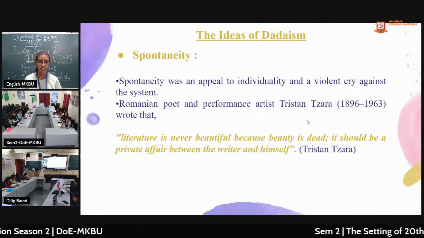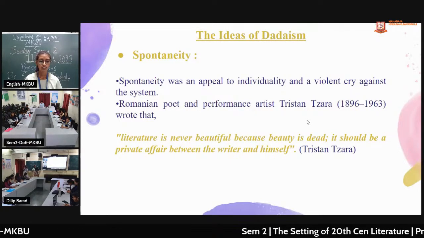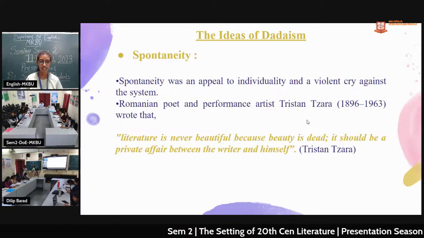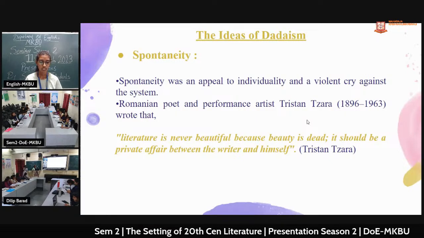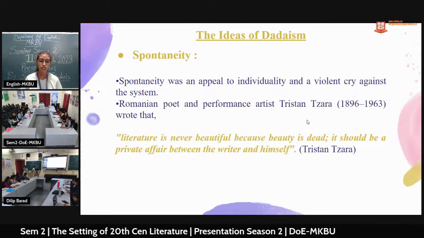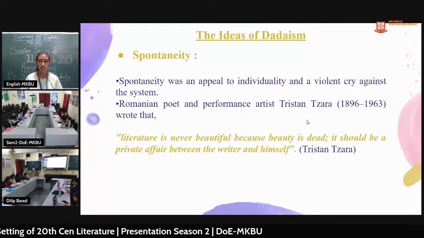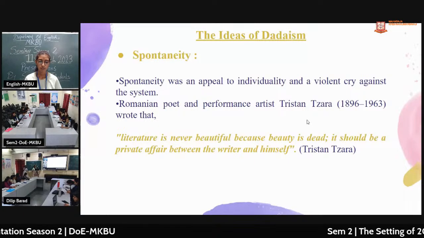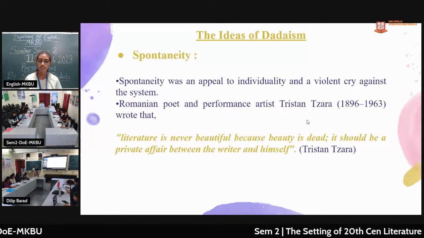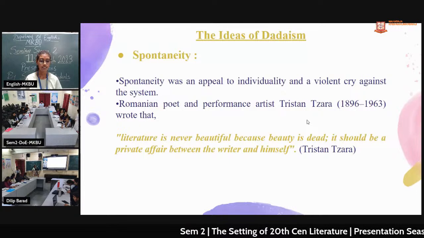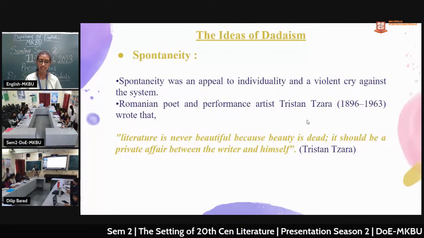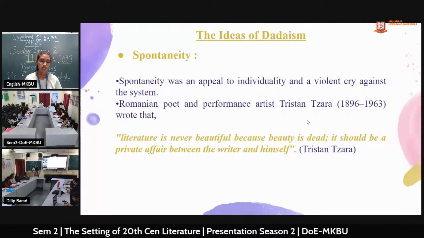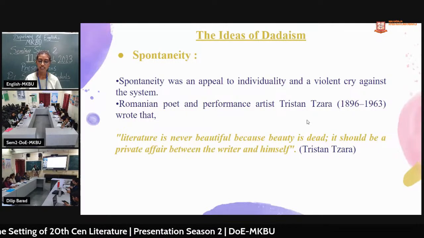The ideas of Dadaism. There are three ideas of Dadaism. First is spontaneity. Spontaneity was an appeal to individuality and a violent cry against the system. Romanian poet and performance artist Tristan Tzara wrote that literature is never beautiful because beauty is dead. It should be a private affair between the writer and himself.